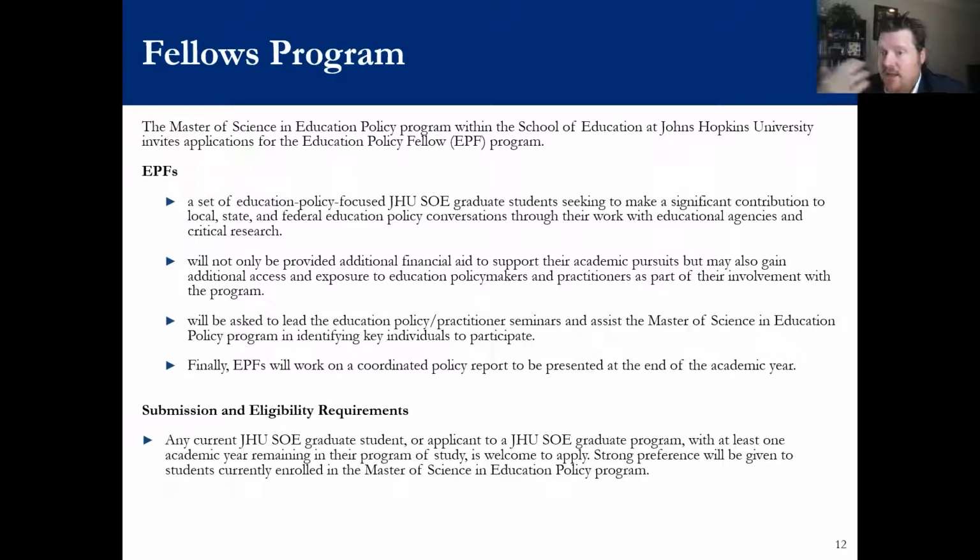They're the ones that, if we want to get a small group together, are going to be sort of our ambassadors, and they work on a coordinated policy report that we tackle for either a state, federal, or local education agency. So we reach out to these agencies and say, hey, what sort of large report do you want done? These EPFs are the ones that work on that report as part of their fellowship.